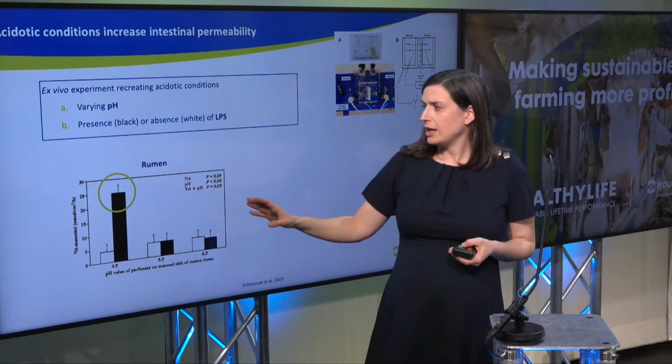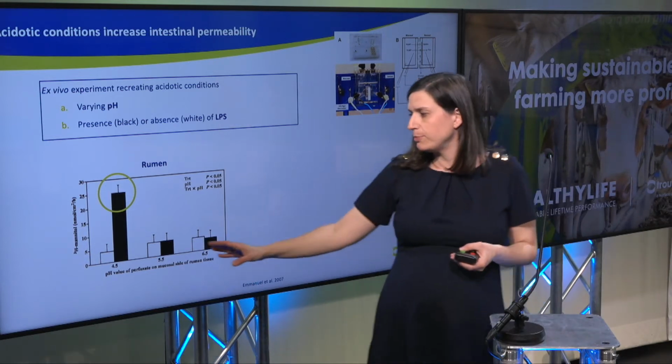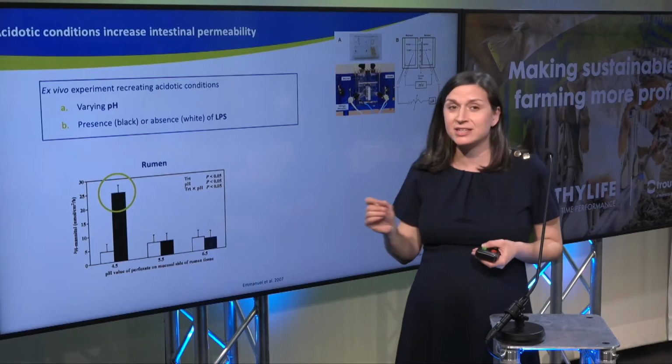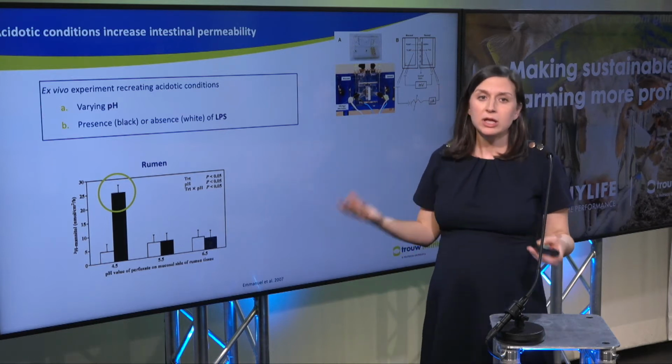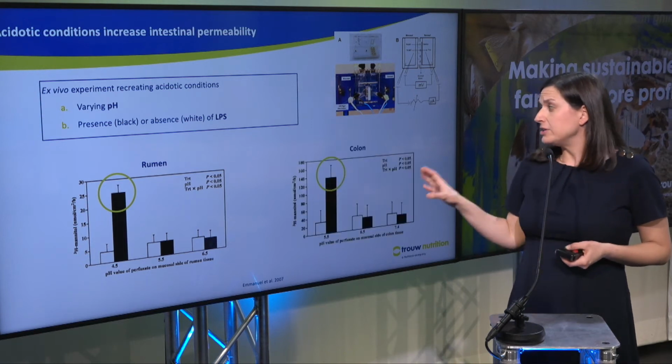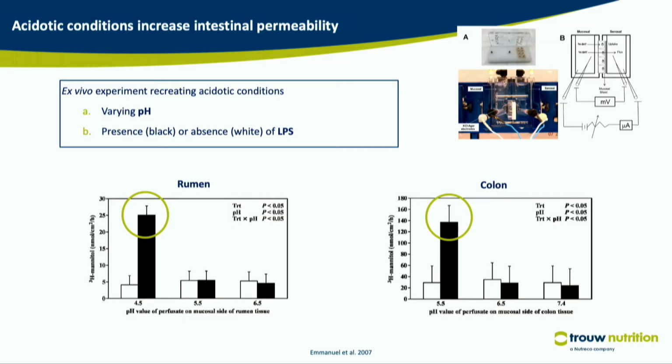In these graphs, they expose the tissue to different levels of pH, with the lower pH here on the left, and then the absence or the presence of LPS. The black bar represents the presence of LPS. You can see that for the rumen, the combination of low pH and high LPS, as we saw before, increases permeability, so we might conclude that there was leaky gut here. What's interesting is that when we look at the colon, we see exactly the same response. These acidotic conditions increase intestinal permeability similarly on both sides.